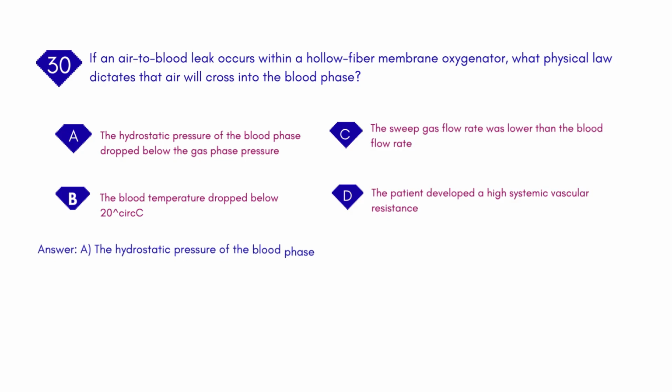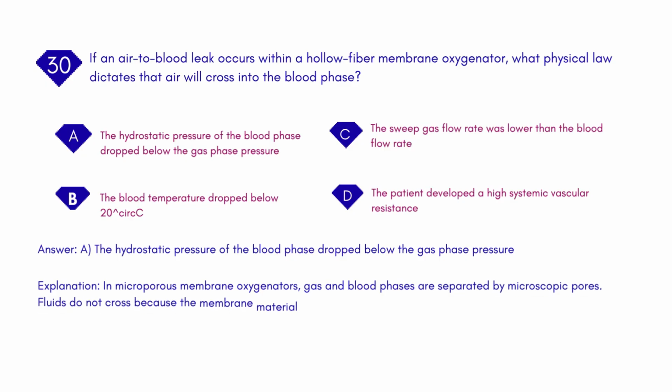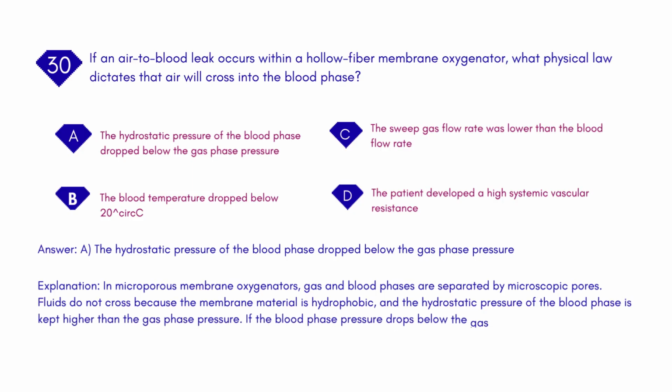Answer: A. The hydrostatic pressure of the blood phase dropped below the gas phase pressure. Explanation: in microporous membrane oxygenators, gas and blood phases are separated by microscopic pores. Fluids do not cross because the membrane material is hydrophobic, and the hydrostatic pressure of the blood phase is kept higher than the gas phase pressure. If the blood phase pressure drops below the gas pressure, gas will immediately cross the pores into the blood, causing massive air embolisms.